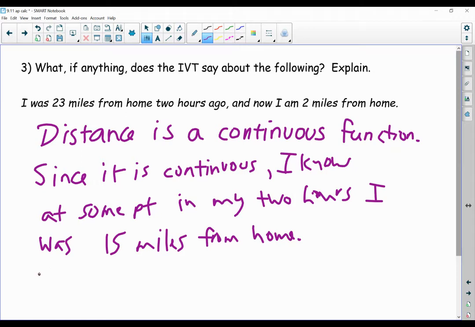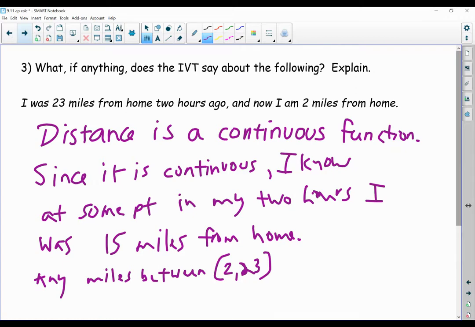So any miles between 2 and 23 has to exist because the function is continuous. So notice that I didn't say because of IVT. I didn't even write IVT anywhere in my explanation. The only reason why is because it's continuous.